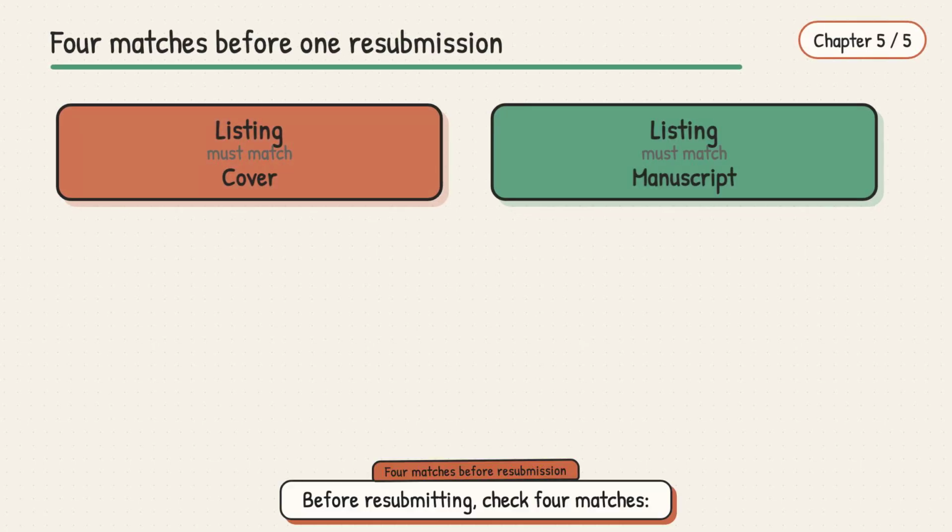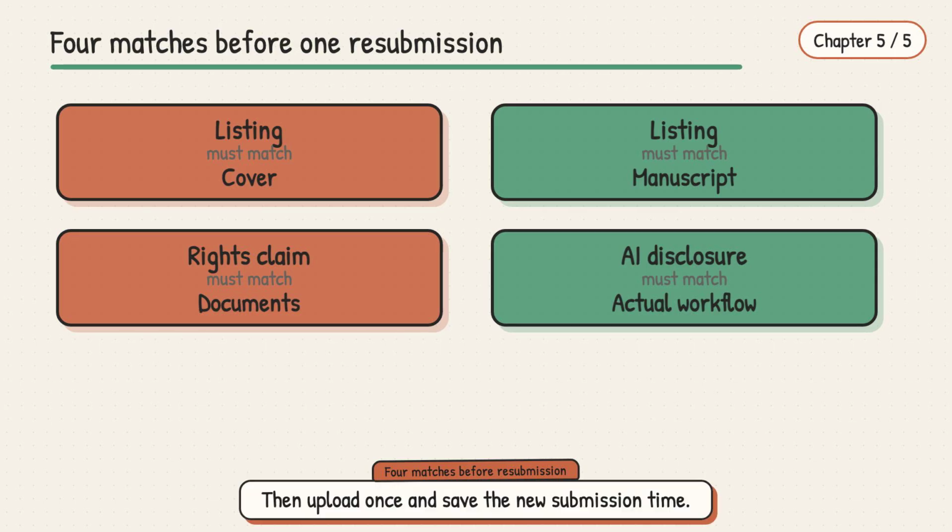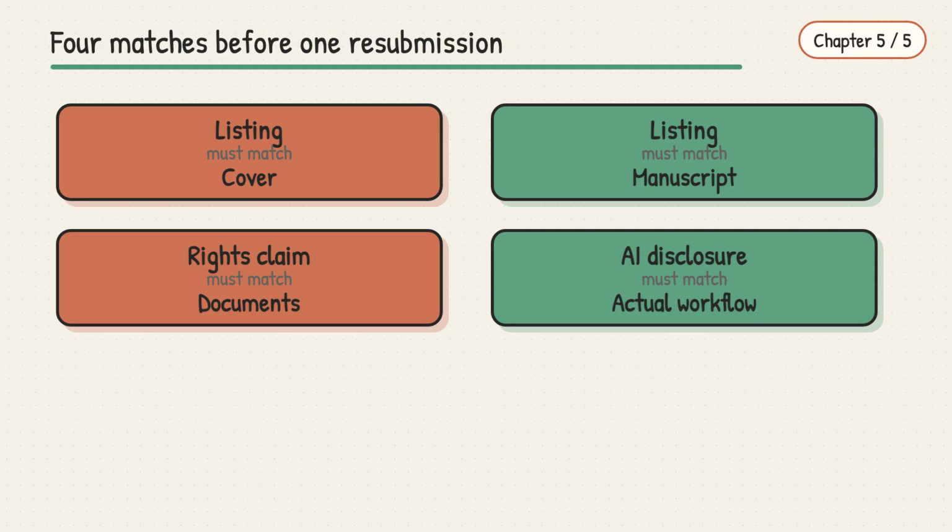Before resubmitting, check 4 matches: listing to cover, listing to manuscript, rights claim to documents, and AI disclosure to the actual workflow. Rename the corrected files clearly, then upload once and save the new submission time.